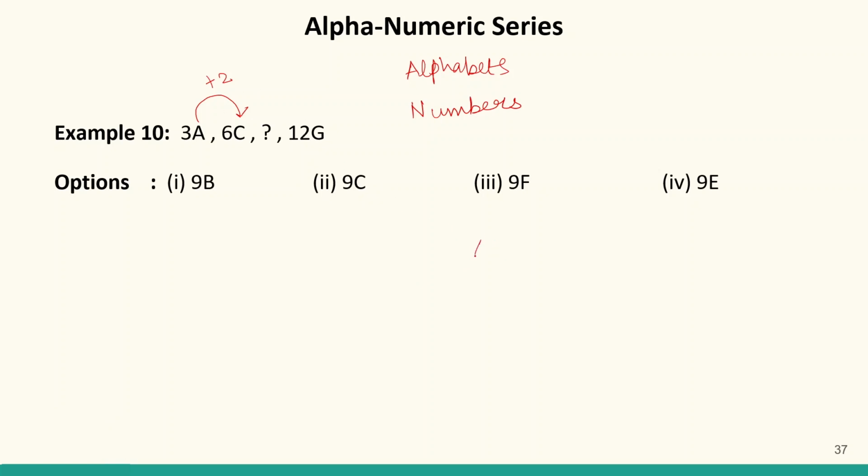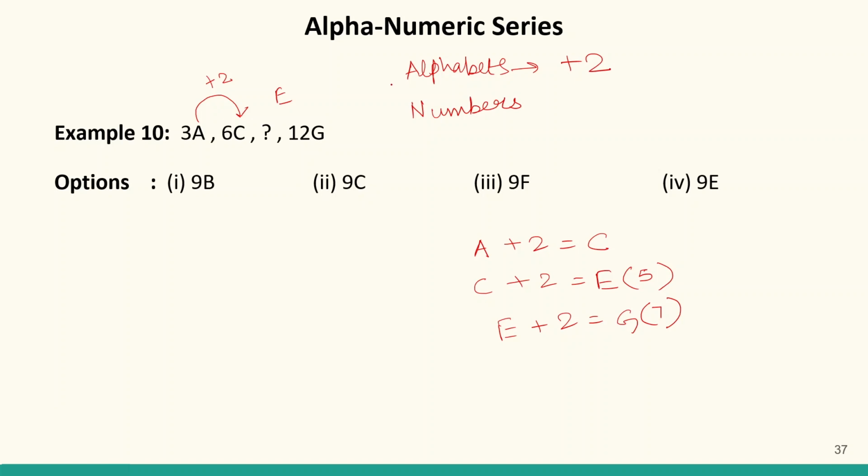Let us see if there is an increment of 2 throughout. So A plus 2 will give us C. C plus 2 will give us E. And E plus 2 will give us G. E is 5th rank and G is 7th rank. So there's an increment of 2. So this logic is following. Therefore, I can say that the alphabet that will come will be E. So the alphabets are increased by plus 2 positions.